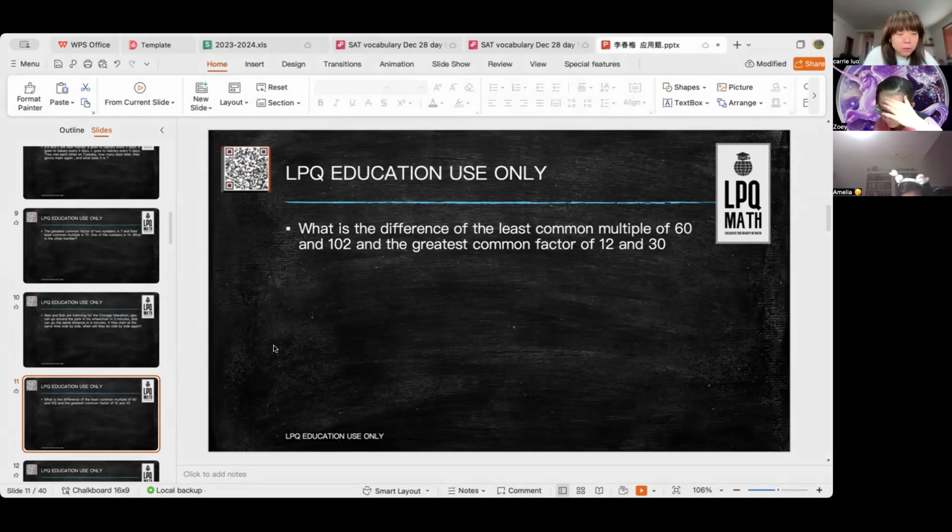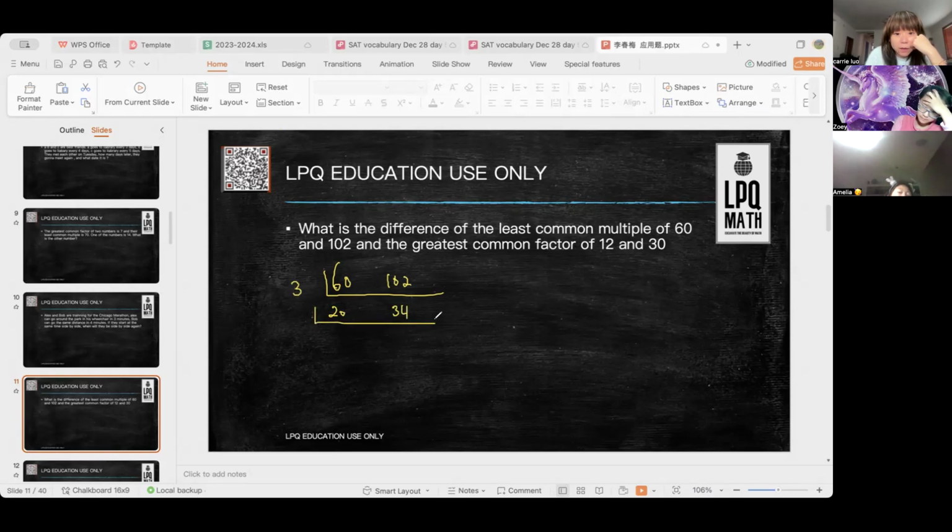Okay, so I'm going to start to do that. Okay, so 60 and 102, we calculate the lowest common multiple. So divided by 3, 20, and 34, divided by 2, 10 and 17. So if you multiply them together, 51 times 2 equals 102. So 1020. So that is the lowest common multiple.